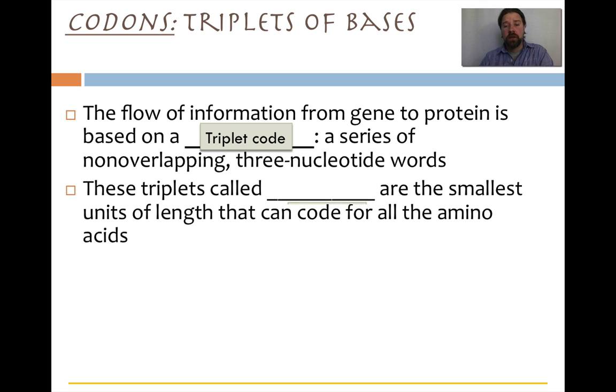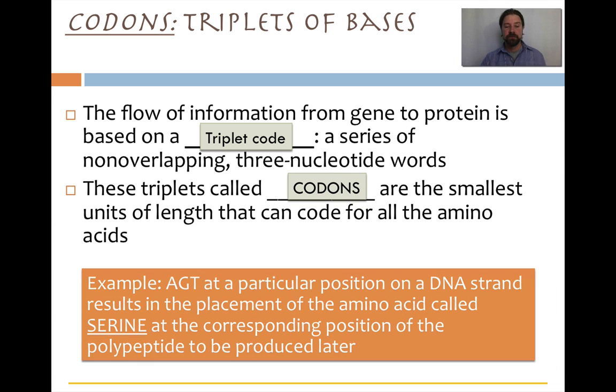These triplets, called codons, are the smallest unit of length that can code for all of the amino acids. If we looked at an example, any 3-letter combination of those nitrogen-containing bases will code for a particular amino acid. So in this case, if we had the 3 letters AGT for adenine, guanine, and thymine at a particular position on a DNA strand, it will result in the placement of the amino acid called serine at the corresponding position of the polypeptide, which will be produced later. So every 3-letter combo is going to produce a particular amino acid.